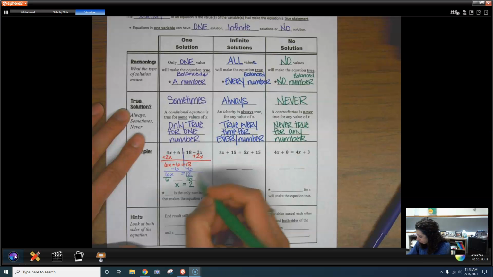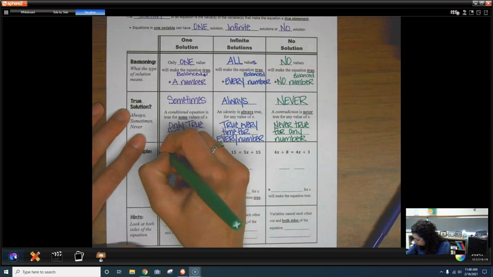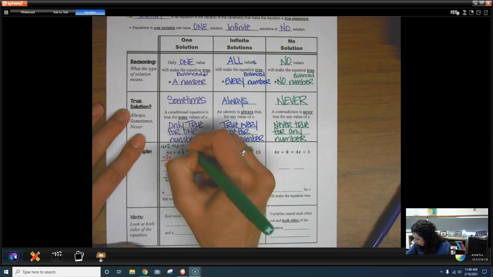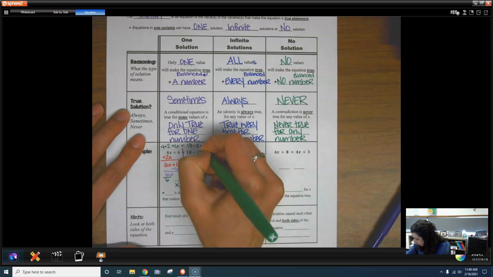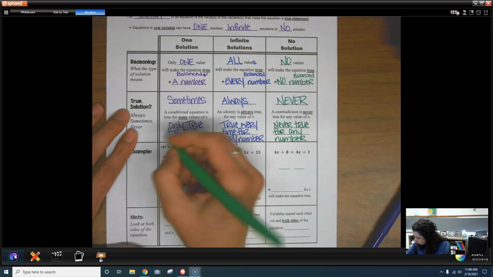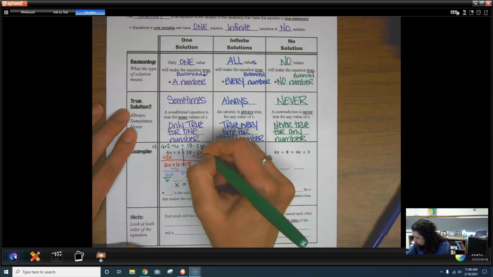How do I know? Well, if x is 2, 4 times x, which is 2, plus 6, has to equal 18 minus 2 times x, which is 6. Order of operations, multiplication comes first. That's 8 plus 6, which is 14. Order of operations. 2 times 6 is 12.